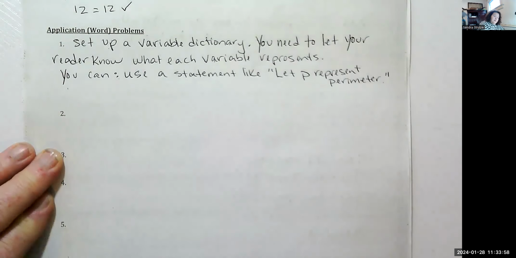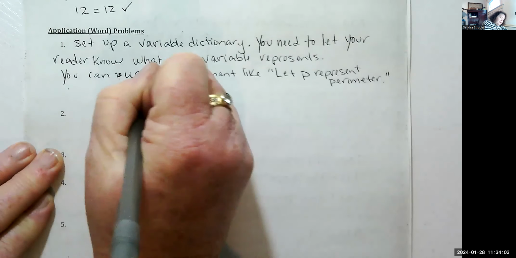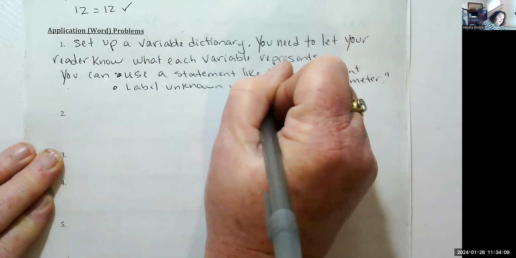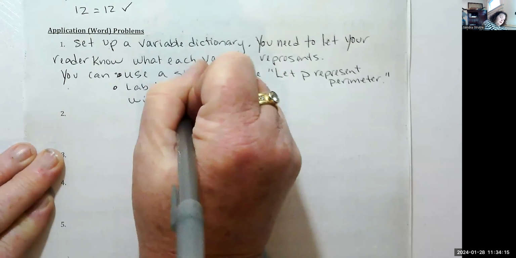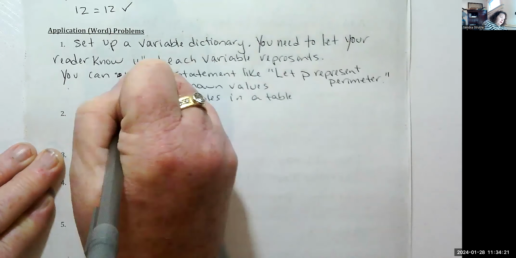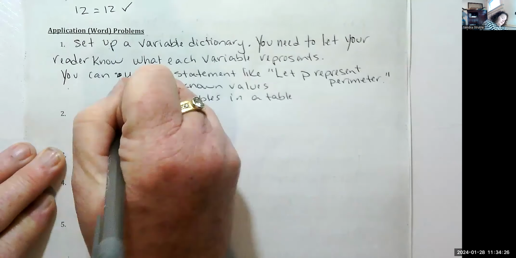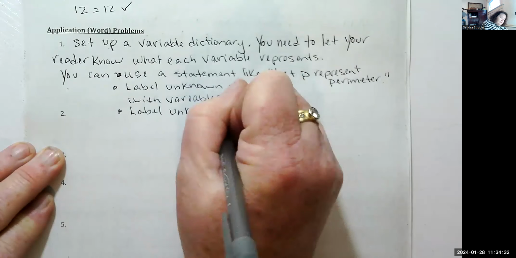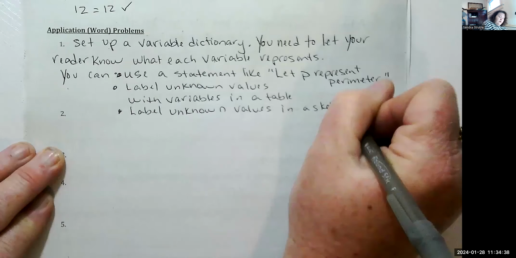Label unknown values with variables in a table. And then another one is to label unknown values in a sketch or diagram.